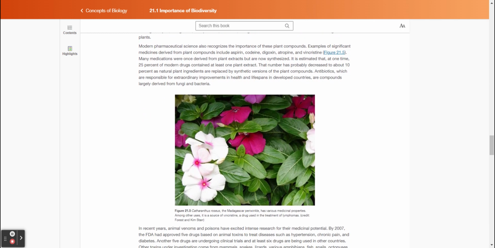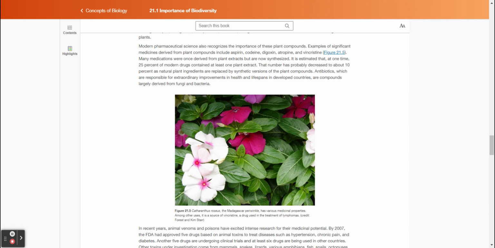Modern pharmaceutical science also recognizes the importance of these plant compounds. Examples of significant medicines derived from plant compounds include aspirin, codeine, digoxin, atropine, and vincristine. Many medications were once derived from plant extracts but are now synthesized. It is estimated that at one time, 25% of modern drugs contained at least one plant extract. That number has probably decreased to about 10% as natural plant ingredients are replaced by synthetic versions of the plant compounds.